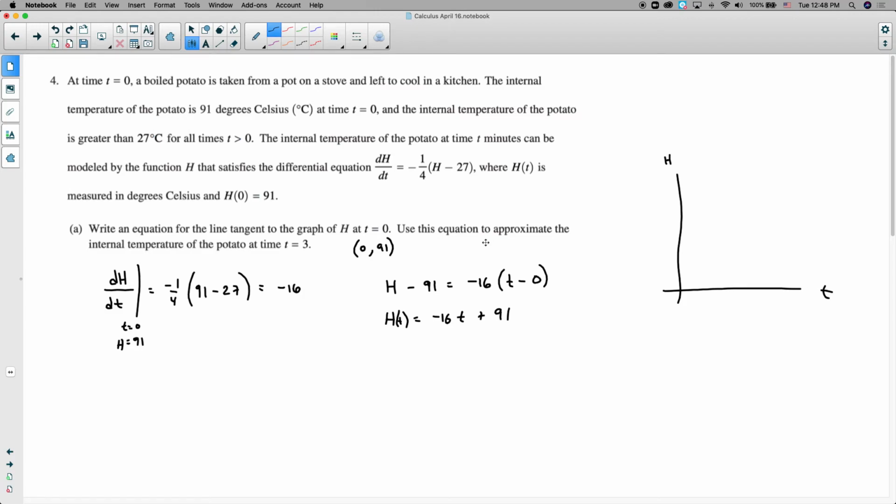Use this equation to approximate the internal temperature at time 3. So the internal temperature at time 3 is negative 16 times 3 plus 91. And so what is that? Negative 16 times 3 plus 91. That's 43 degrees Celsius.